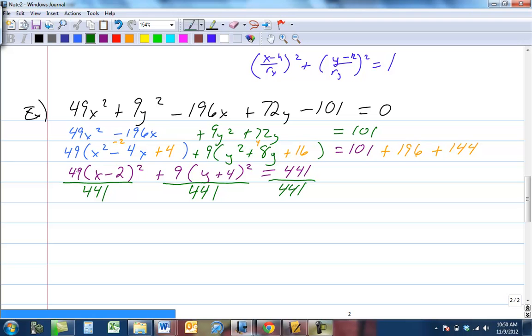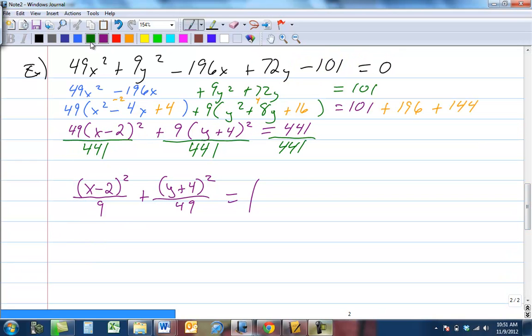Now, 49 over 441 reduces to (x minus 2) quantity squared over 9. Get out your calculator, do 9 divided by 441, and then 9 441ths is (y plus 4) quantity squared divided by 49 equals 1. All right, so this is starting to look a little bit more manageable. But look at this. See how r sub x, the denominator here, is tucked inside the parentheses? We need to do that too.